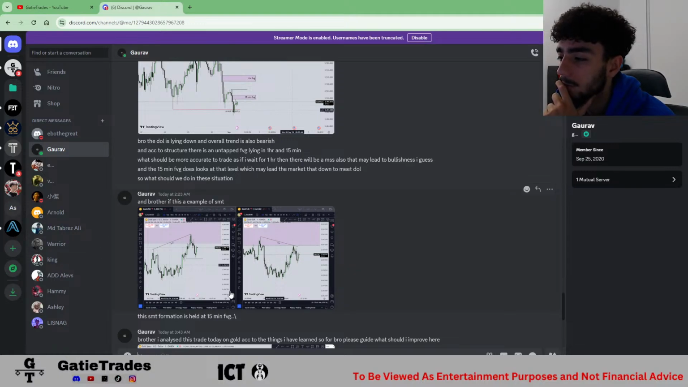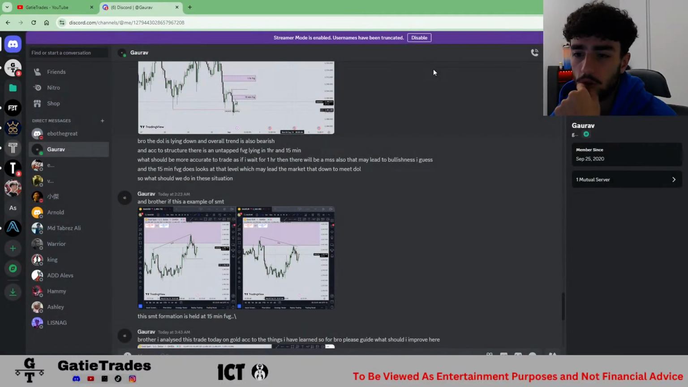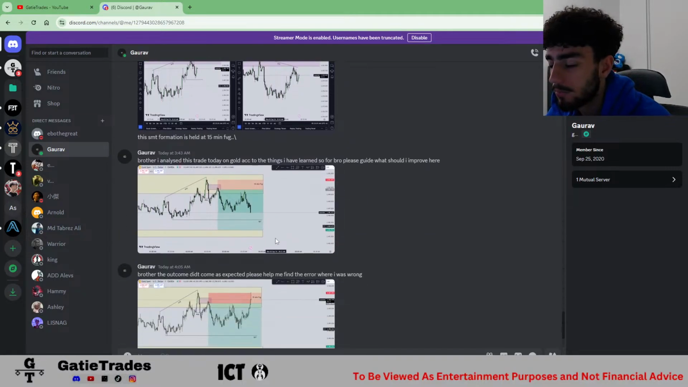This is not an SMT. You can't use gold US. You can, but then you'd have to mark it differently. So in this case, gold, so XAU USD and XAU EUR, wait, are they correlated assets? I actually don't know, to be honest. But I wouldn't use this. I actually don't know if they're correlated assets, to be honest.